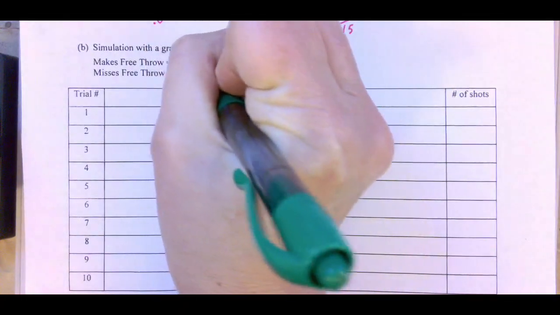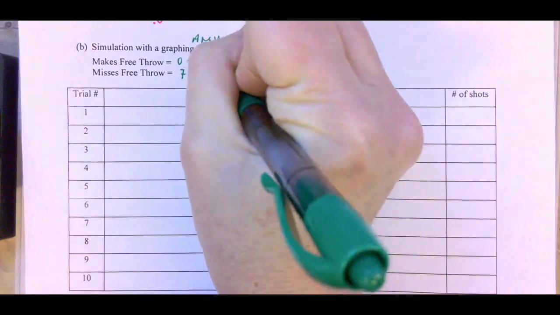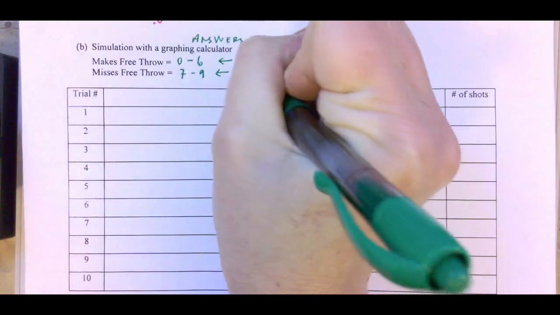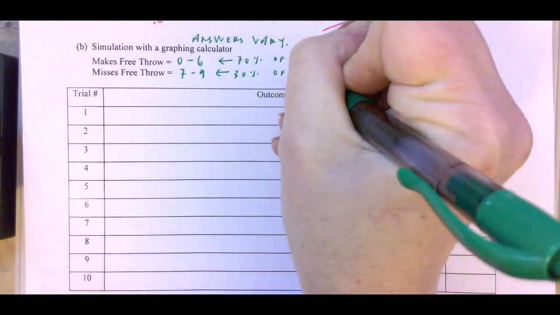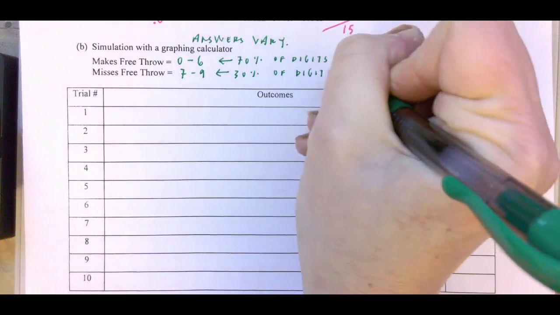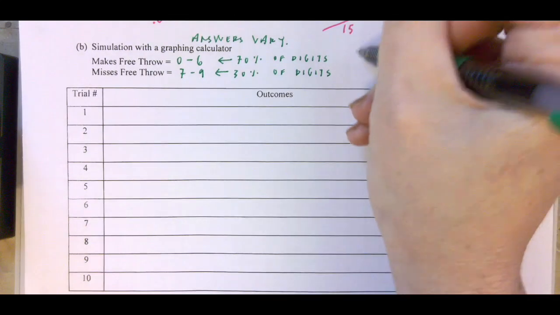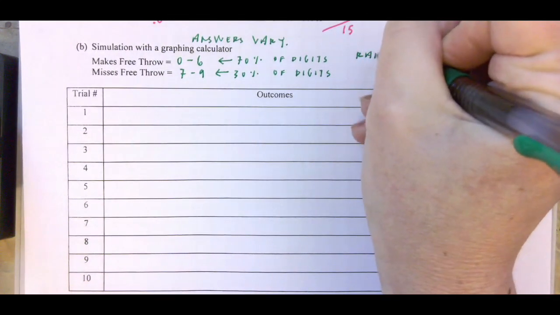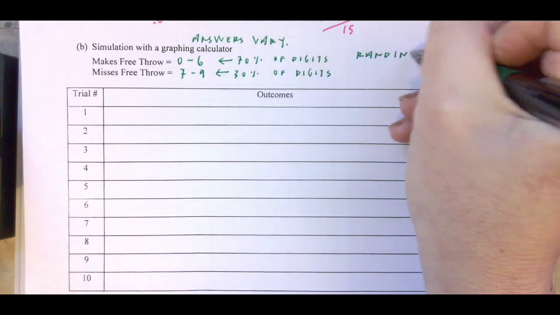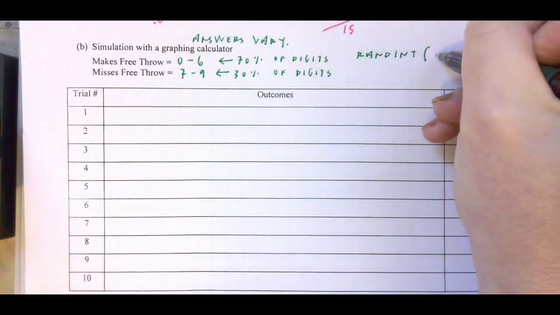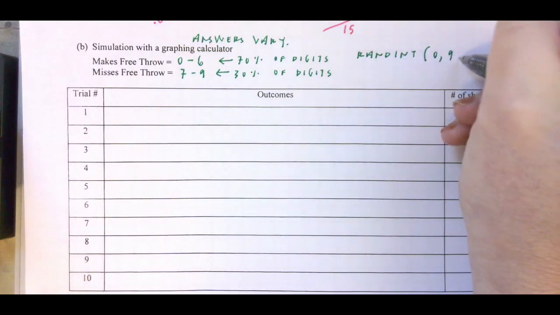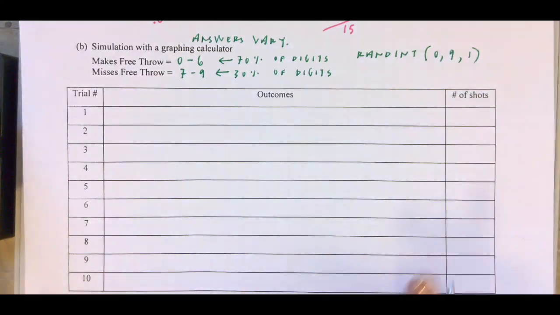And the 7 through 9 misses a free throw. That's the remaining 30% of digits. Okay, but now I need to randomly generate each of my shots, right? So I'm saying, well, calculator, can you do that for me? Random integers from 0 through 9. Let's pull one at a time.